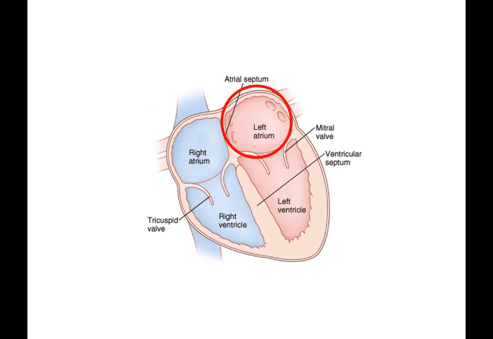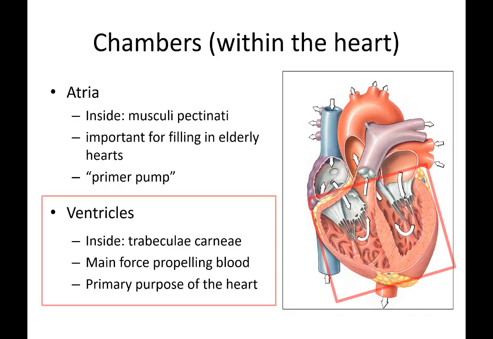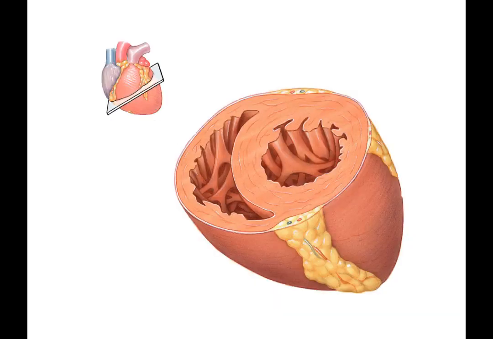So the left atrium's here. It gets oxygenated blood from the lungs. We know it has musculi pectinati, and ultimately it's going to send blood down into the left ventricle. So now let's go through some of the details of the ventricles. The left ventricle is circular in its shape. It's more conical.